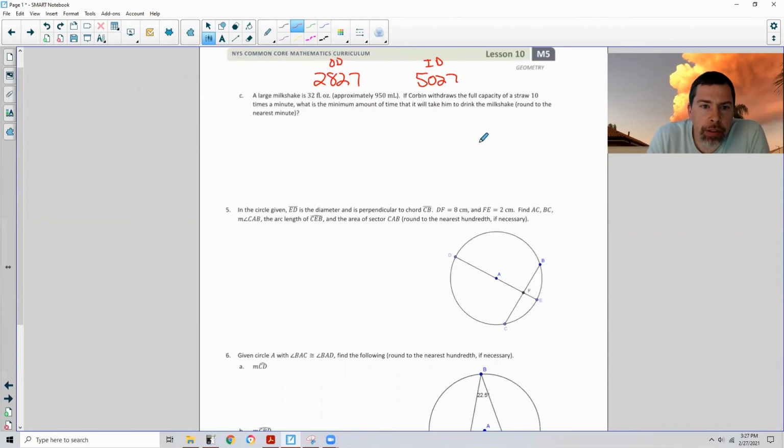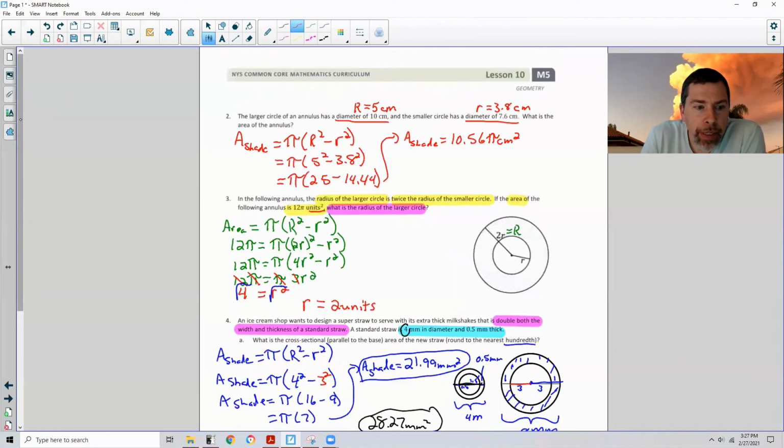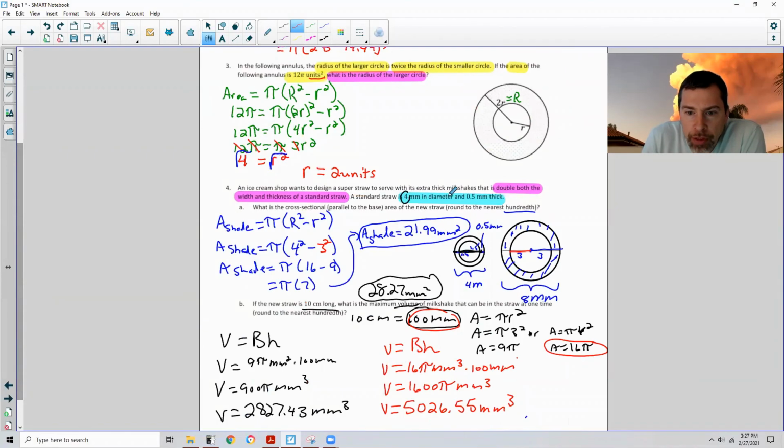Okay, page 3 brings us to part C. All right, so I brought over the two values that I got in the last problem. If you were assuming that the 4 millimeter diameter was the outside diameter, then you would have a smaller value. But if you were thinking it was the inside diameter, these were the two values we got. I'm going to round to the nearest cubic millimeter. So it's 2827 cubic millimeters if this was the outside diameter, and if it's the inside diameter, then it was 5027 millimeters cubed.